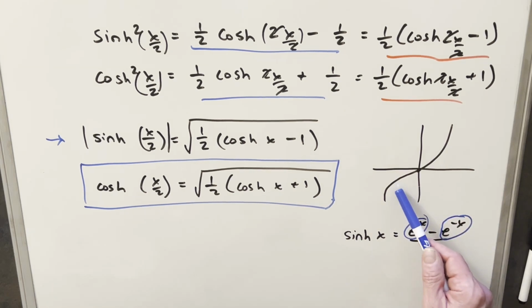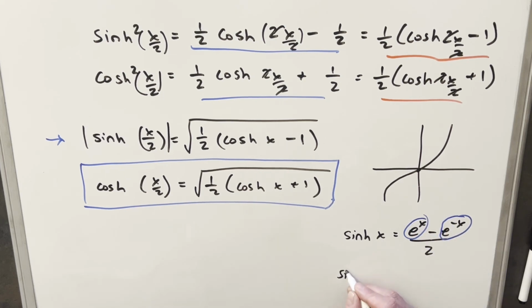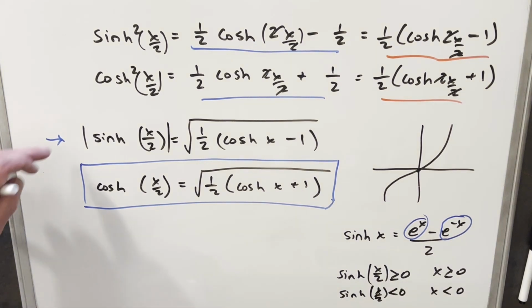And so you can see that when we have negative x values, the second term becomes larger, and then the whole thing becomes negative. So we can sum this up, and I'll do it actually for the x over 2 case. So we can say that sinh of x over 2 is going to be greater than or equal to 0 when x is greater than or equal to 0. And we can say sinh x over 2 is going to be less than 0 when x is less than 0. So to remove the absolute value on sinh of x over 2, we'll just do it in two cases.